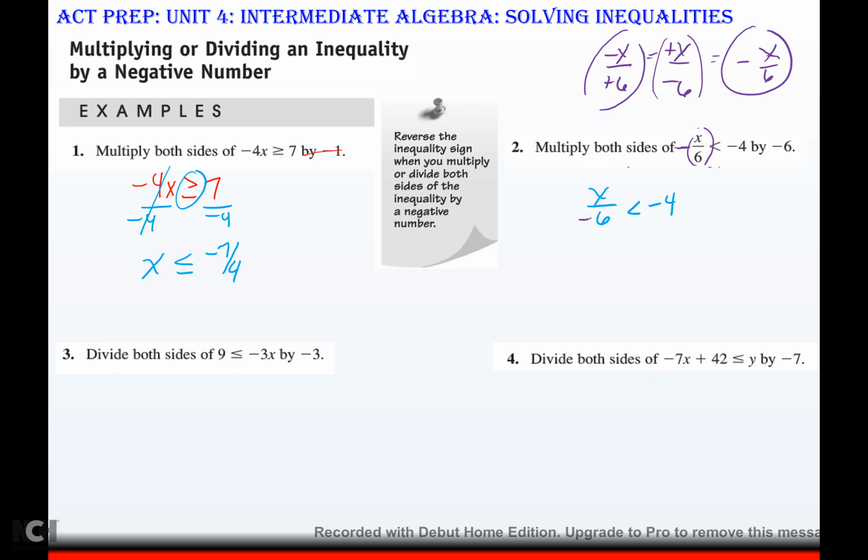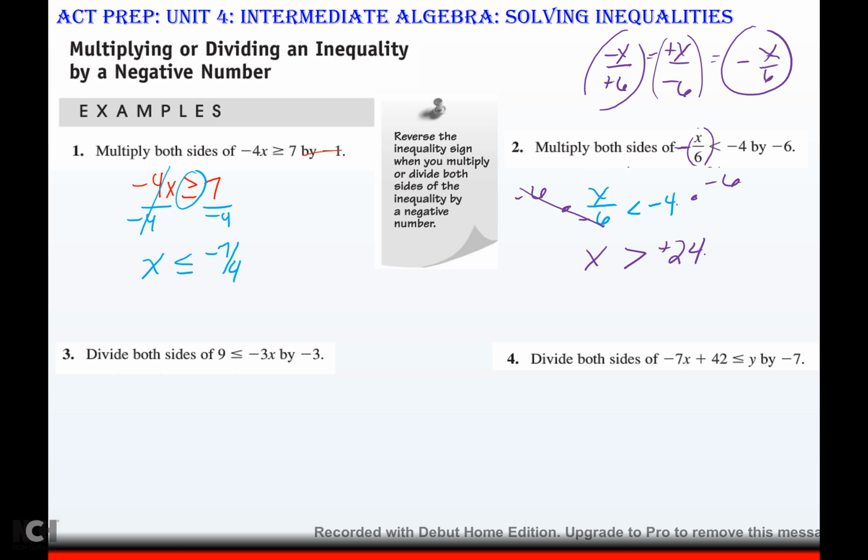So I'm going to put my negative down there, and then I'm going to multiply, because that's division. So to undo dividing by -6, I'm going to multiply by -6 on both sides. But when you multiply both sides by a negative, that inequality flips. -4 times -6 is +24.